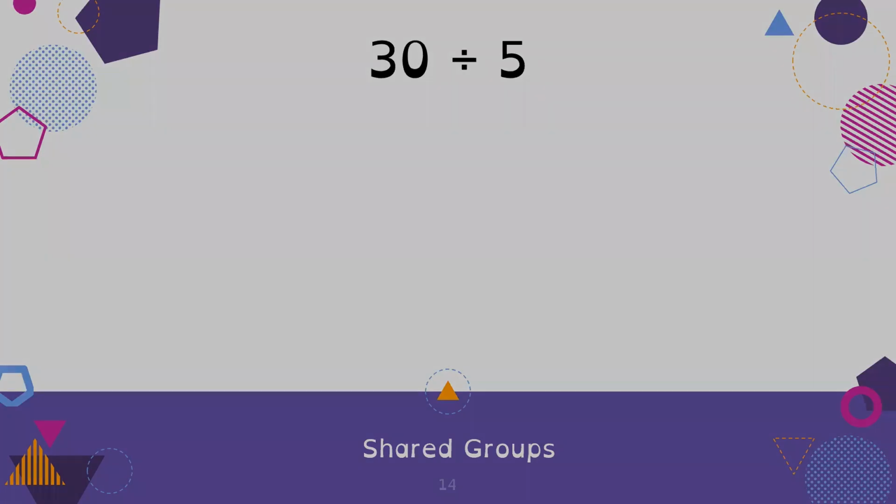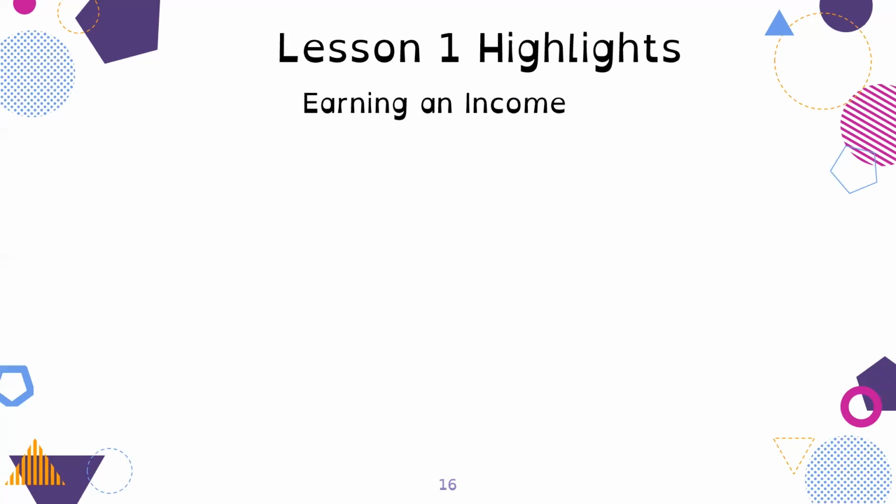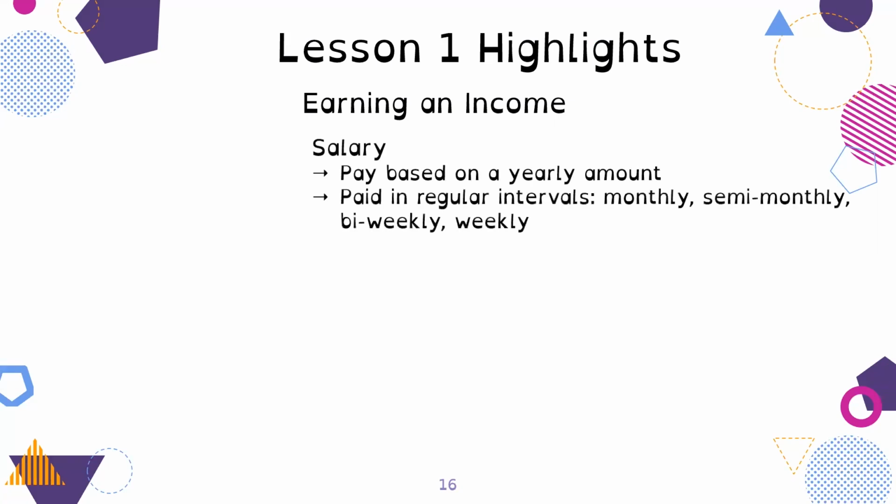Okay, so before we do some actual question practice, we're just going to review the highlights of what we've done this past week. So lesson 1 was earning an income. We talked about salary, which is your pay based on a yearly amount. They might use the word annual or yearly, both of those. So salary is for the year, but it's paid in regular intervals. You don't just get paid one lump sum at one moment, you get paid at intervals over time. So they usually are monthly, semi-monthly, which is twice a month, bi-weekly, which is every second week, or weekly. Those are the fairly common ways that people get paid.